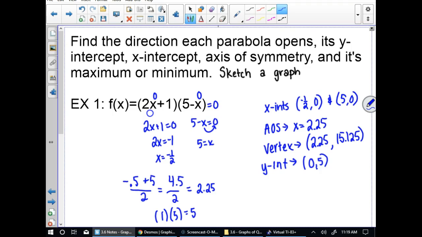And then for my direction of opening, if I think of multiplying this out, whenever I multiply these two terms, that's where I get my x squared, and that's going to give me a negative 2x squared. So that tells me that this opens down.